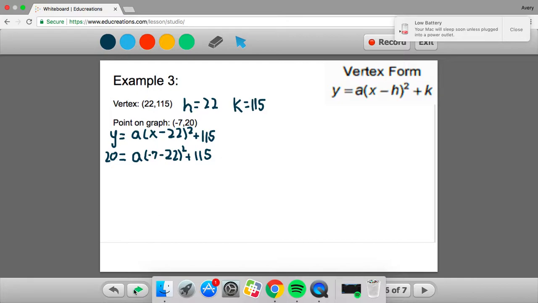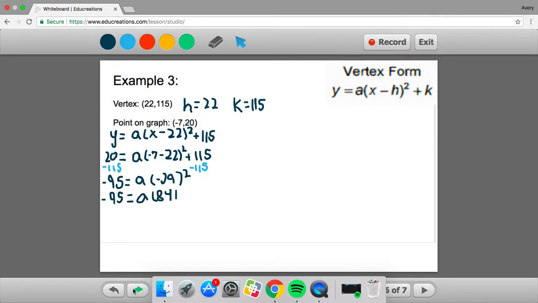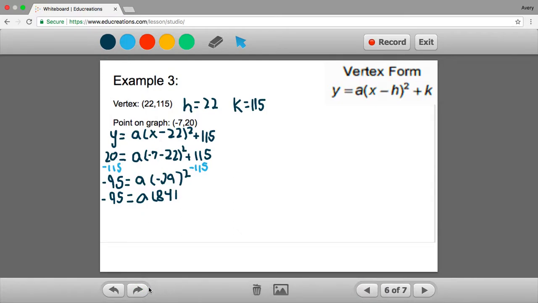Now we're going to subtract 115 from each side, which is going to give us negative 95 equals a times negative 29 squared. Now we're going to simplify that into negative 95 equals a times 841, because 29 squared is 841. And then we're going to divide each side by 841 to isolate our a. And that does not simplify, so our a is going to be negative 95 over 841.